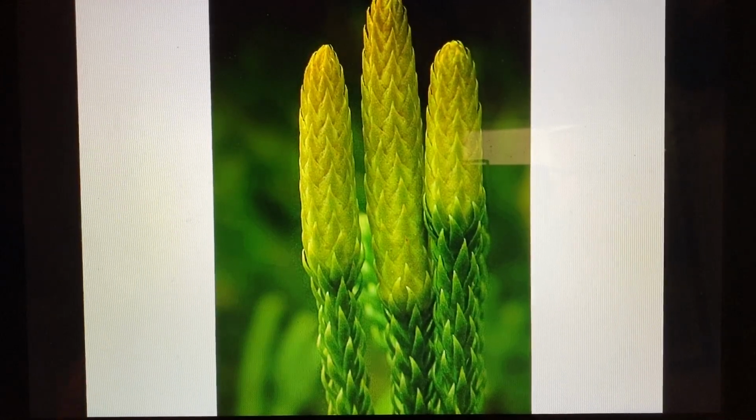I think I have another. Oh, there you go. And I know you've seen these. They look like little pine cones on the ground. They're not. The pine cones are actually on pine trees.